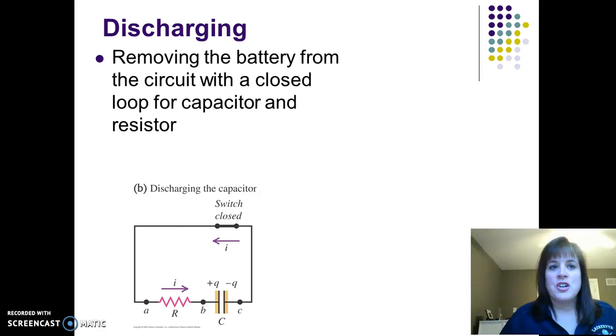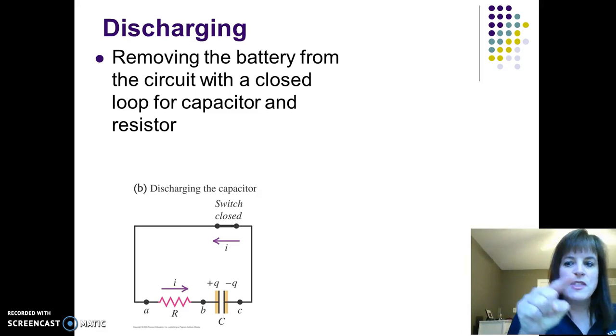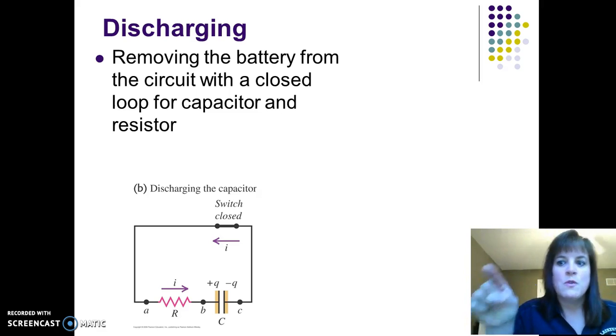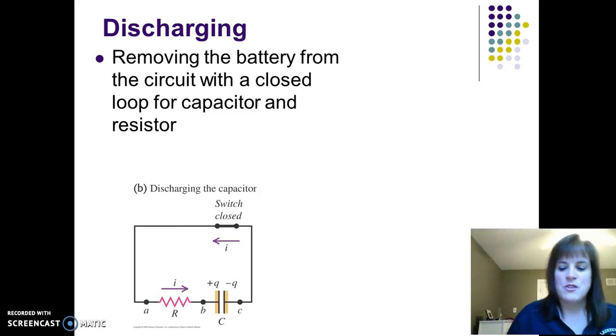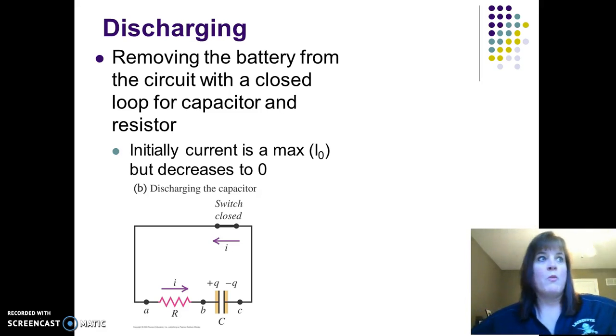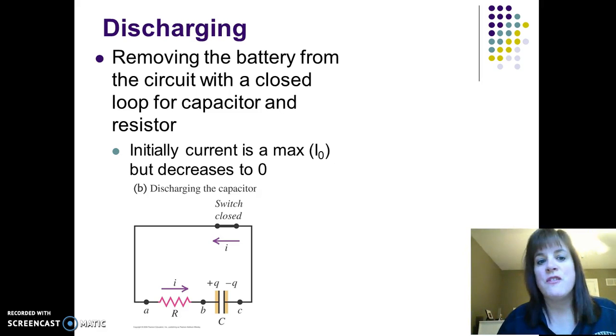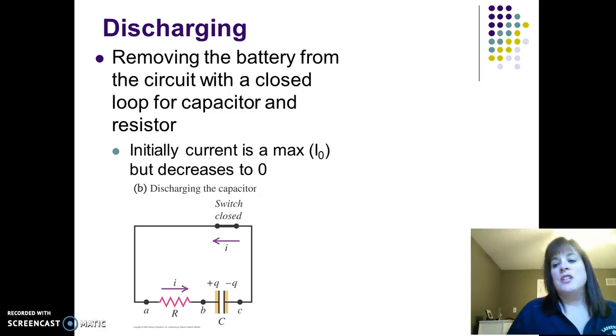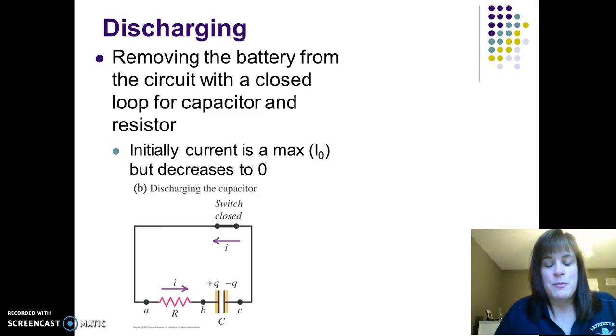Now, what about discharging? When I discharge, say I remove the battery from the circuit and I make a closed loop that connects my resistor and capacitor, well, now current's going to flow the opposite direction. In fact, we call that a negative current, because if it was going this way when I charged it, it's now discharging, so going the opposite direction. Initially, the current is the maximum, what it was when I first flipped that switch to charge it, but it eventually decreases to 0 as I run out of charge on my plates.